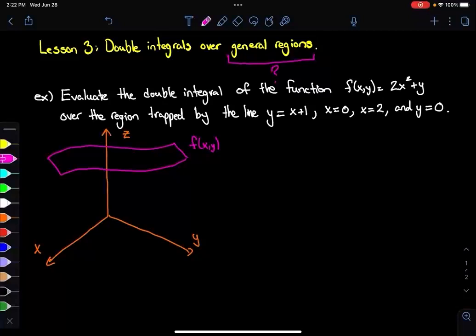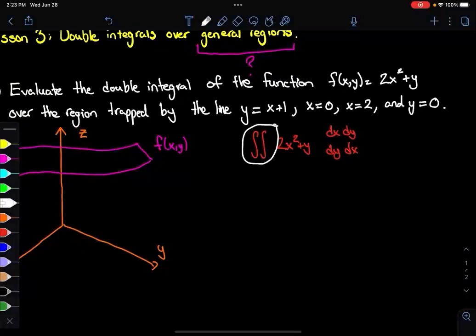What is this region? Because we know that this is going to be some double integral of our function, 2x squared plus y, with either a dx dy or a dy dx. One or the other. Because again, height times length times width, it doesn't really matter which order you do it, as long as we have all the pieces. So the question is, what are the bounds? I have no idea what these are. How do we go about doing that?